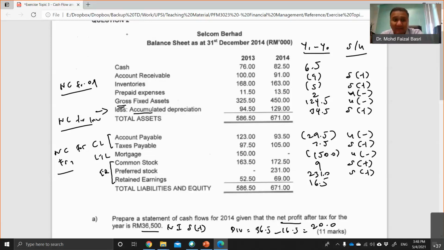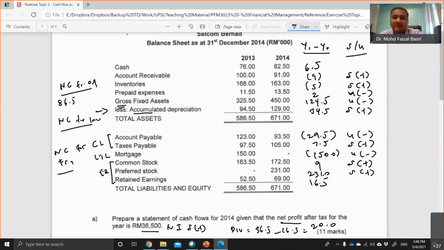86.5. Operating, yes. Okay, I put 86.5 first. For investment, I can give you straight away because we already have the gross fixed asset. So it must be 124.5, but since it is a minus sign, this must be minus. You have to minus it.